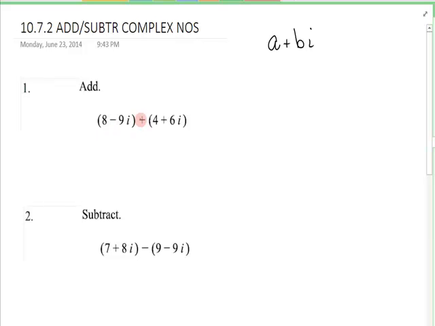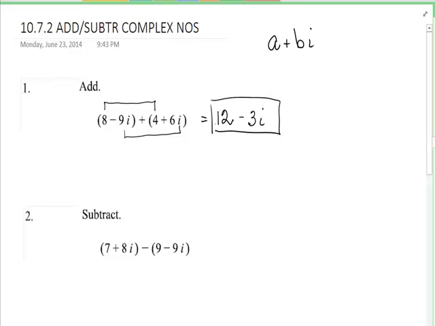So this is addition. I'm going to add the real parts and I'm going to add the imaginary parts. In case you were thinking FOIL, remember FOIL is only involved when you multiply, which is another lesson. So I have positive 8 and positive 4 for 12 as the real part, negative 9i, positive 6i, subtract, keep the sign of the larger, minus 3i. And I'm done. I have just added two complex numbers.